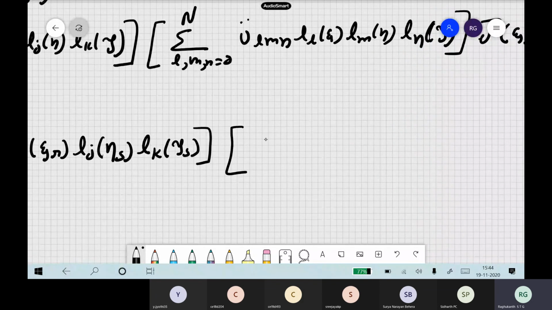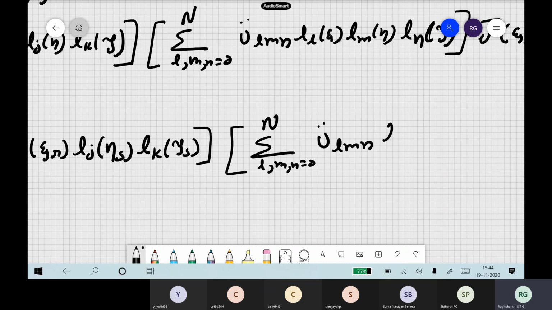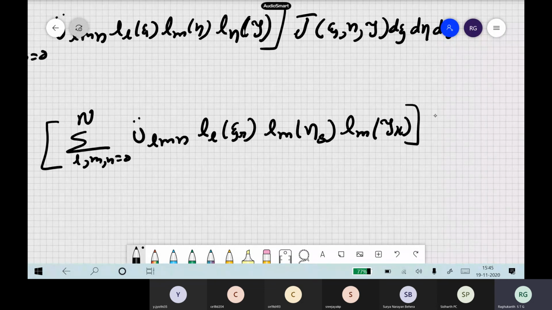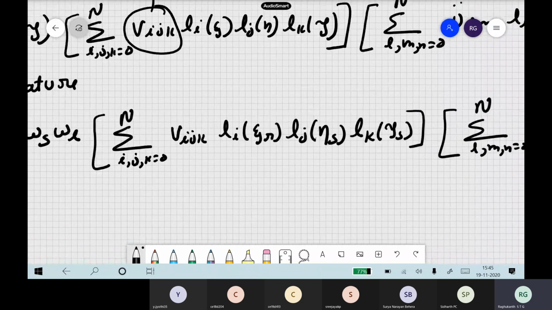Now similarly, the other one will be the same as this one, with sum over l, m, n equal to 0 to n. So U double dot lmn, then Ll of psi r, then Lm of eta s, then Ln of psi t, multiplied by our Jacobian actually. Okay, so this integral is no more there; it has finally reduced to a summation here. Now you follow, right? So now here you substitute, using all these properties of Vijk and other things.